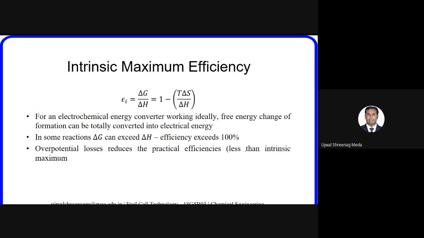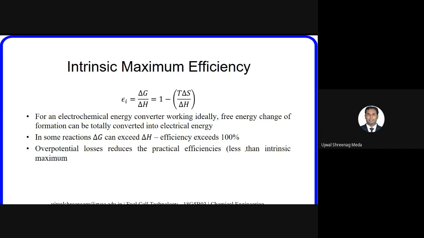So, to start with, let's speak about intrinsic maximum efficiency. Before categorizing the efficiencies, how did we define the efficiency of a fuel cell? By considering delta G by delta H. So here a specific name is given to that, which is intrinsic maximum efficiency. So we are essentially discussing the same thing, that is delta G by delta H.